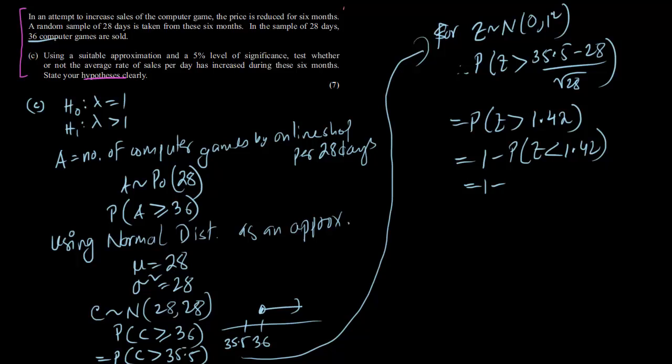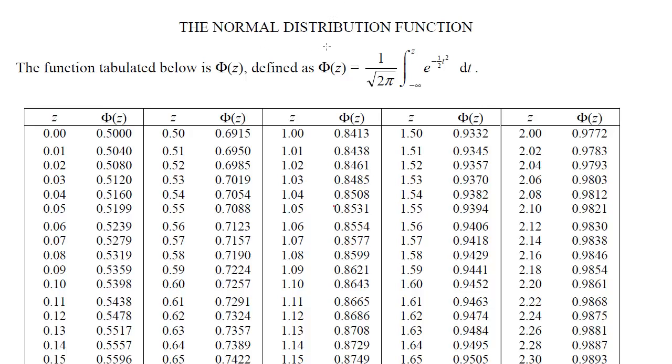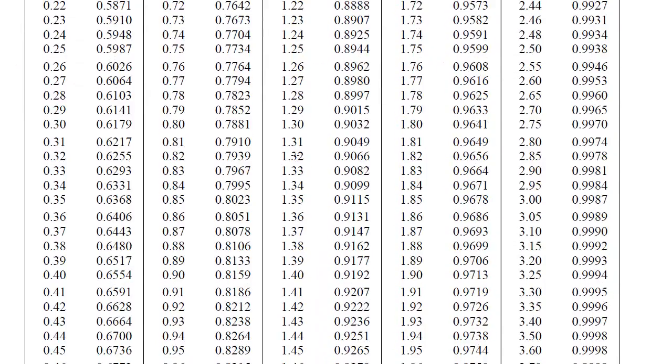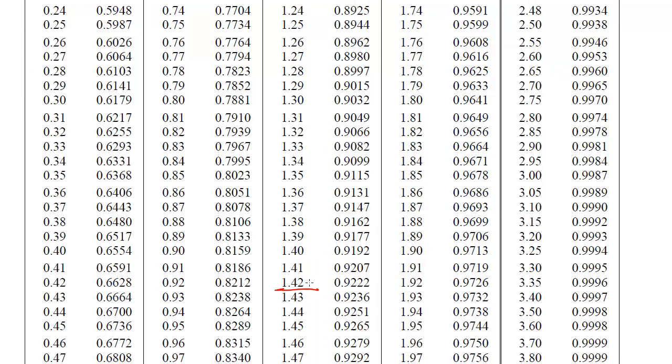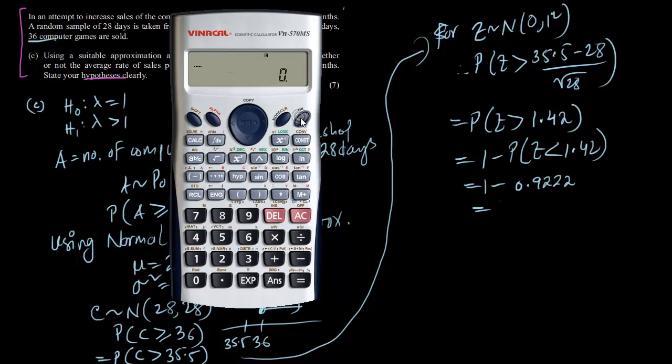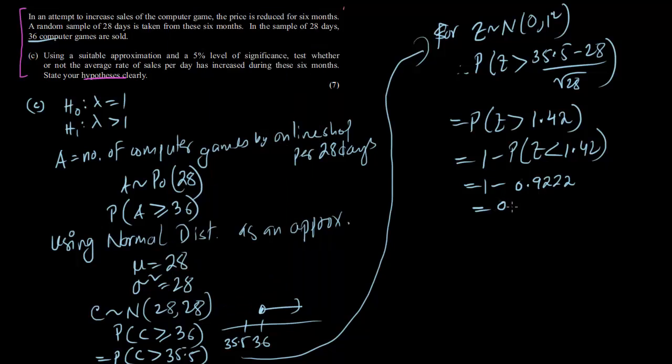So let's look up the table. Let's look up the standard normal distribution. We need 1.42. So let's scroll down and we have 1.42 over here. It's 0.9222. So this would be 0.9222, and if we subtract from 1, we get 1 minus 0.9222, and that's 0.0778.